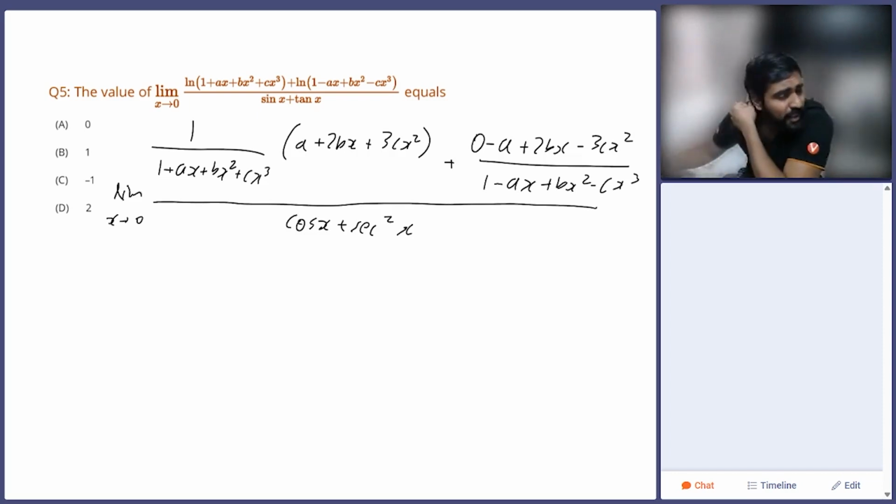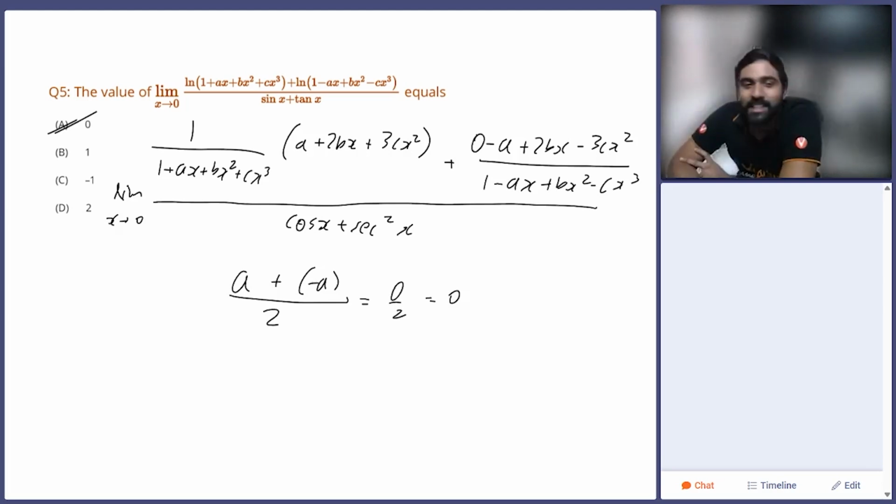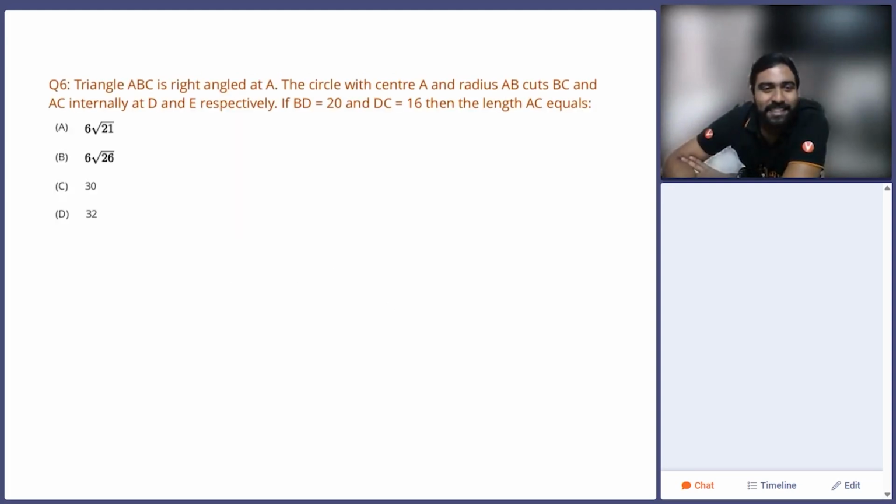So what do we have? In the numerator part, if you put 0, you will get just a. In the numerator, plus and minus, if you put 0, you will get minus a, divided by cos 0 plus sec square 0. That's 1 plus 1, 2, which is equal to over here 0 by 2, 0. Option A will be the answer for this question. Not an indeterminate form, so I can directly say that the value I'm getting is going to be the answer as well. Okay, wonderful. Moving on.